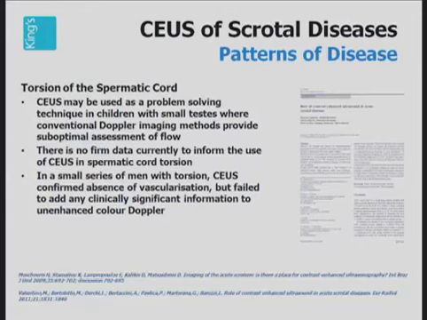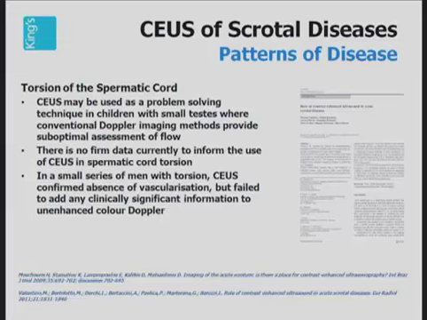Contrast-enhanced ultrasound may be used as a problem-solving technique in children with small testes where conventional Doppler imaging methods provide suboptimal assessment of flow. Sensitivity of color Doppler flow diminishes with the size of the testes. The truly intravascular contrast agent, however, will demonstrate vascularity, and this can be used when there is a suspicion of torsion. There is, however, a whole body of thought which suggests that if there is a suspicion of torsion, no imaging is necessary, an operation should be performed.